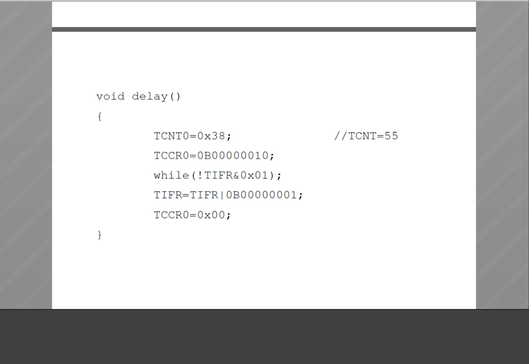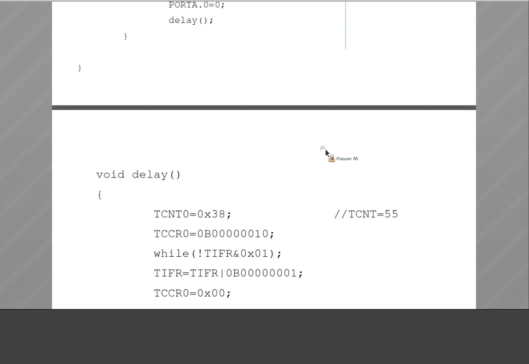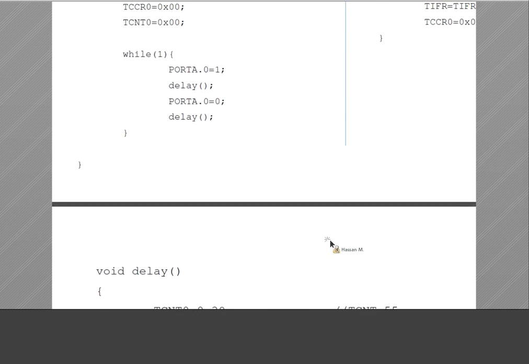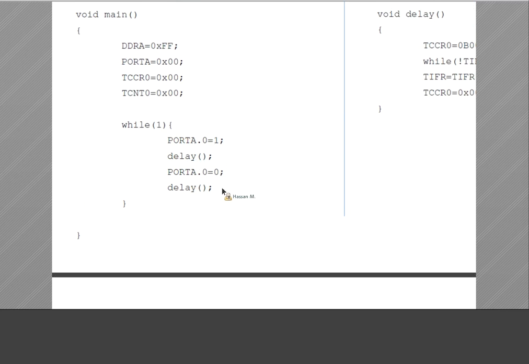Mr. Entasar, we are generating a clock pulse on bit 0 from port 1. For example, maybe on bit 0 of port 1 you have connected an LED, on port A.0. Here port A.0 is 1, that means the LED is on.